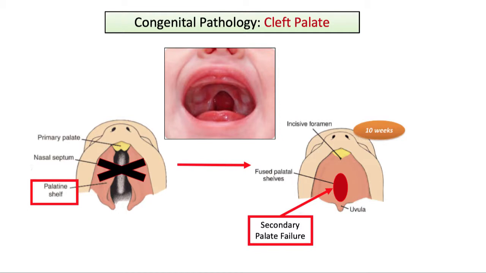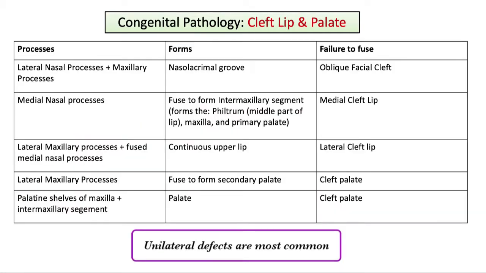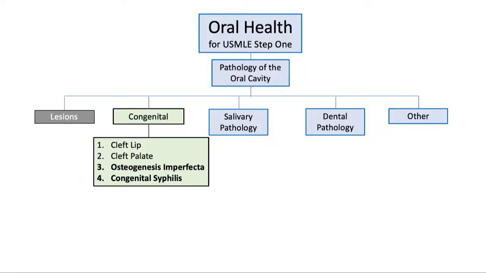High-yield derivatives on cleft lip or palate include a knowledge of which prominences fail to fuse. Here is a summary table detailing the prominences and what they form. Unilateral defects are most common. Let's move on to the congenital pathology associated with osteogenesis imperfecta and congenital syphilis.